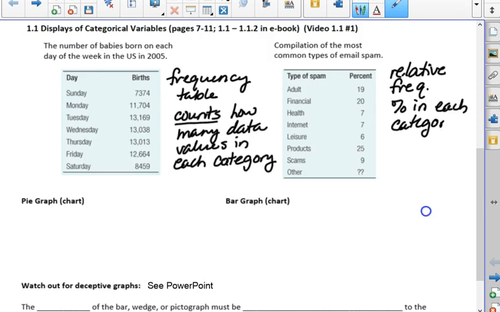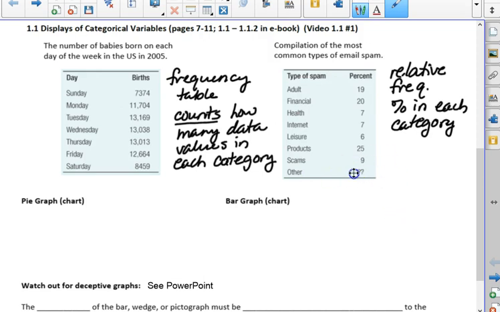And we'll talk more about this when we get to two-way tables, but if you are comparing unlike groups, always use percentages. So if I wanted to know, rather than how many adults, if I wanted to know type of spam maybe in the US versus in China or something like that, I wouldn't look at the number of types in each category, but I would look at the percent of types in each category.